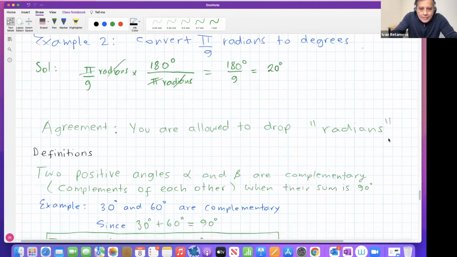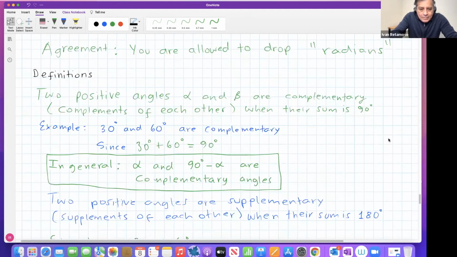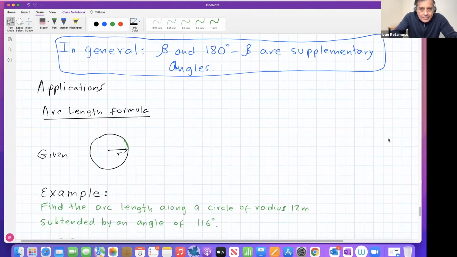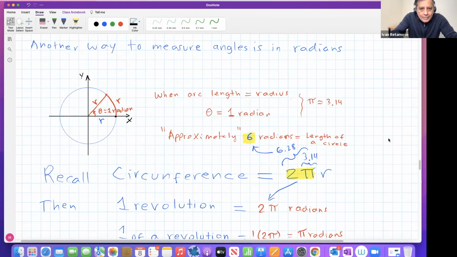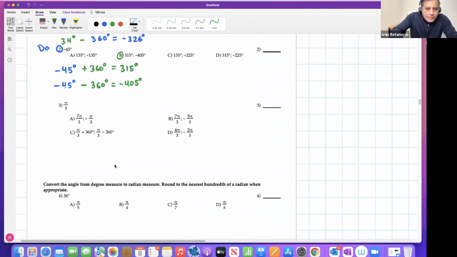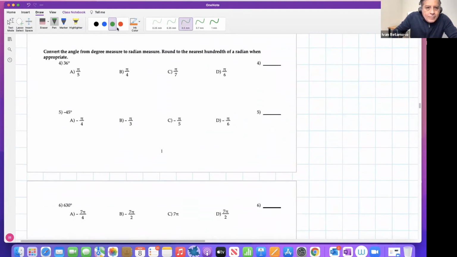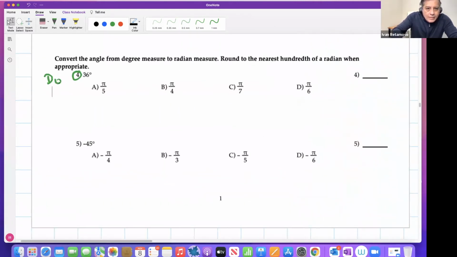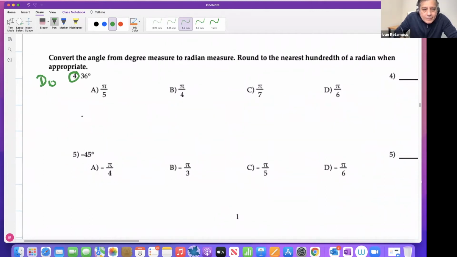All right, guys. So now I want you to practice, right? Practice makes the master, remember? So let's go to the worksheet and practice some. Let's do some conversions, okay? So let's say, try to do number 36. Convert this 36 degrees into radians, okay? And hint, you're going to multiply by a conversion factor.